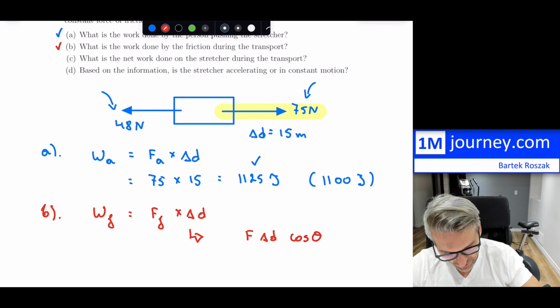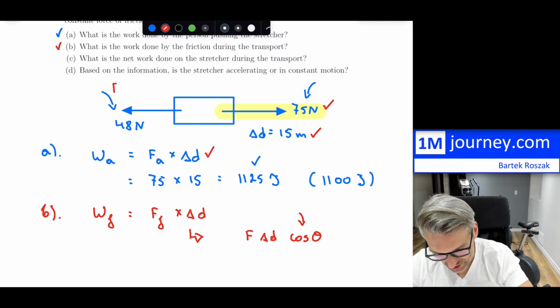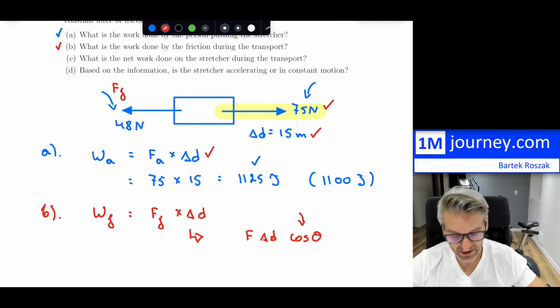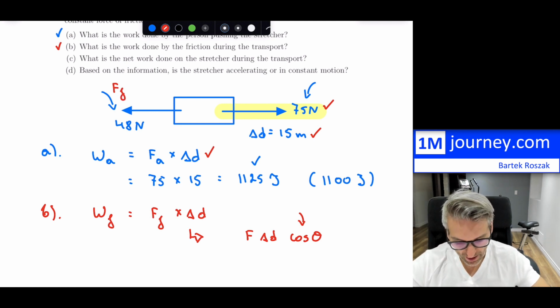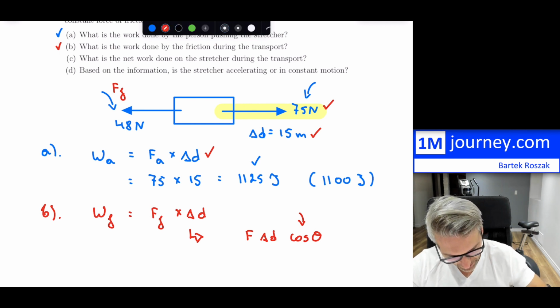Now, when both the displacement and the force are in the same direction, then obviously cos equals 1, and that's why I use this formula. Now, in this case, my actual force of friction, which is this force on the opposite side, is in the opposite direction. So I do have to be careful, because that means it's going to be cos of the angle, and the angle is 180 degrees, which is equal to -1.